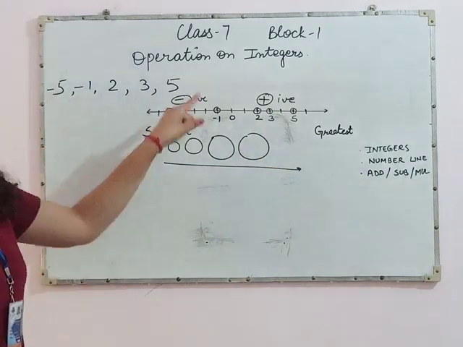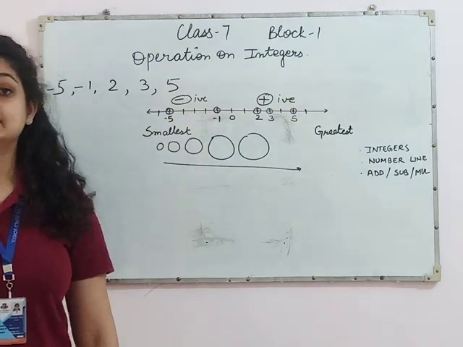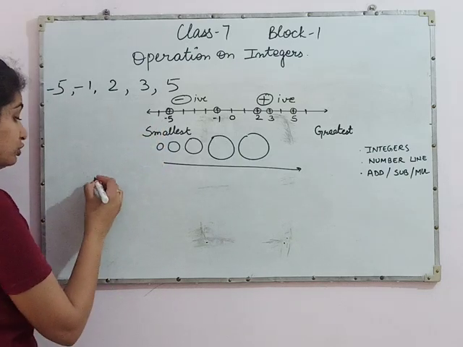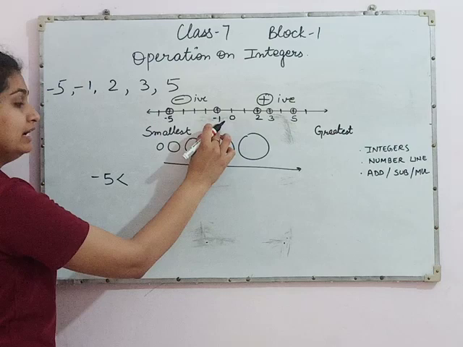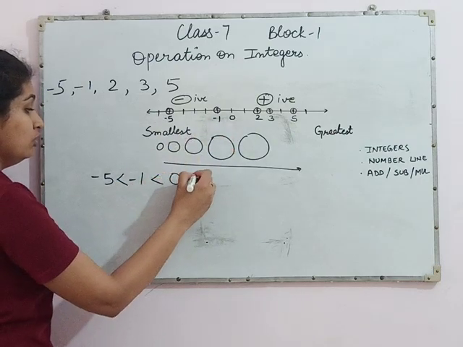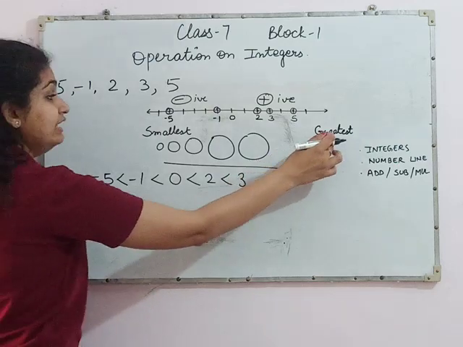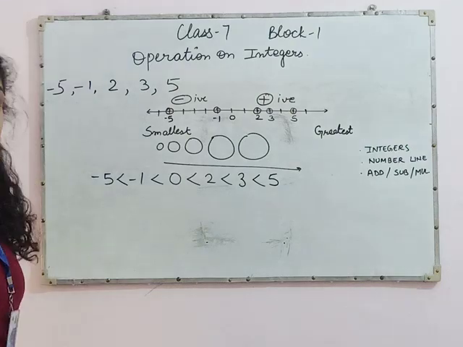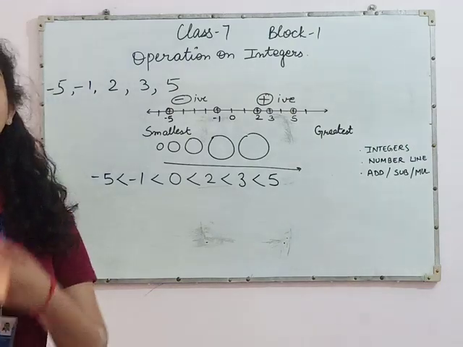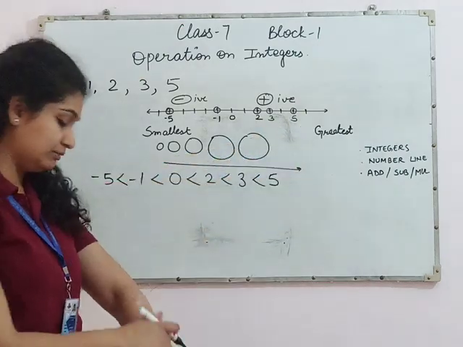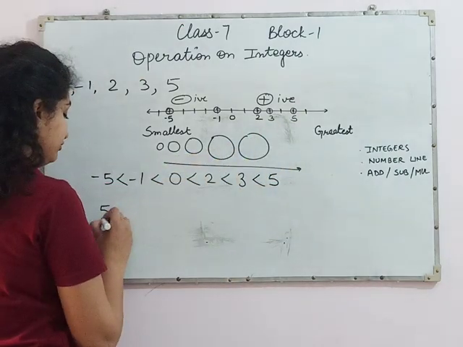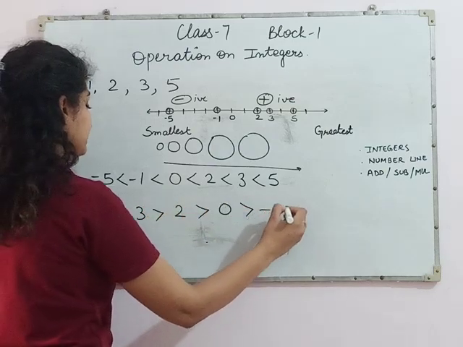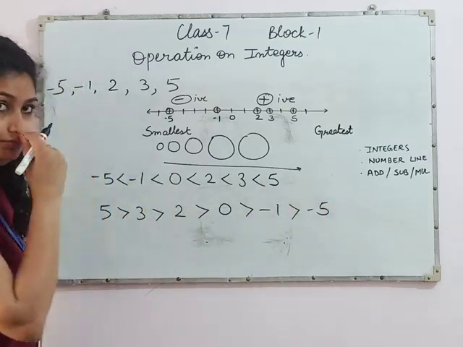If I have to arrange these numbers according to the number line in ascending order, which one is the smallest? The leftmost. -5 is on the left, so -5 is the smallest one. Then comes -1, then 0, then 2, then 3, and the largest one will be 5. This is ascending order. Similarly, if I have to convert it into descending order, I have to start with the greatest number. The greatest number will be 5, then 3, then 2, then 0, then -1, and then -5. Is that clear?